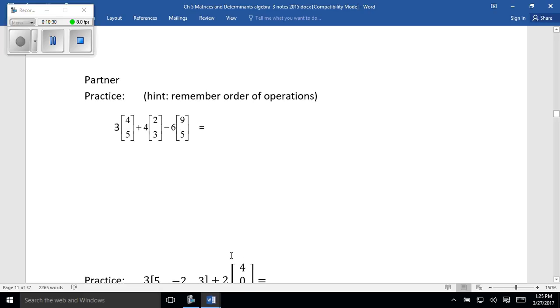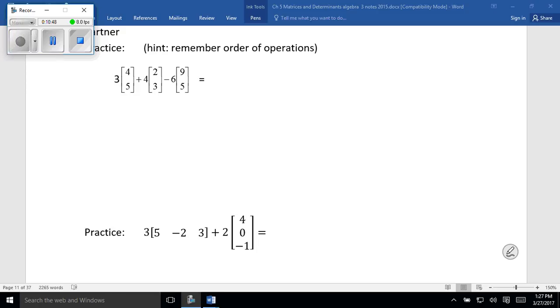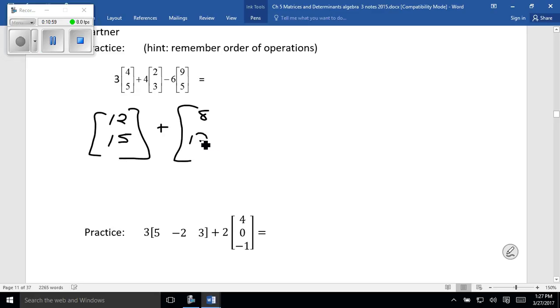Okay, I want you to do this one. They follow order of operations. So what you have to do first, multiply. So you do scalar multiplication first, and then you do the addition or subtraction. Go. Okay, what was your first step? What did you get? 12 and 15 plus 8 and 12. Then, okay, excuse me, did you multiply by -6 or did you say minus and then multiply by a 6? Because you're both right.